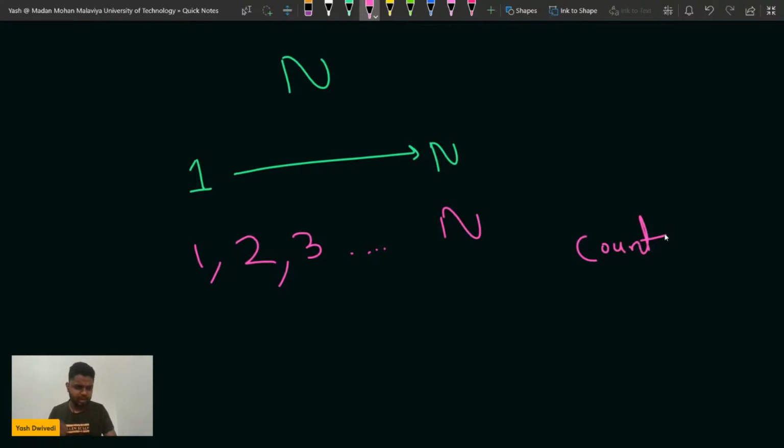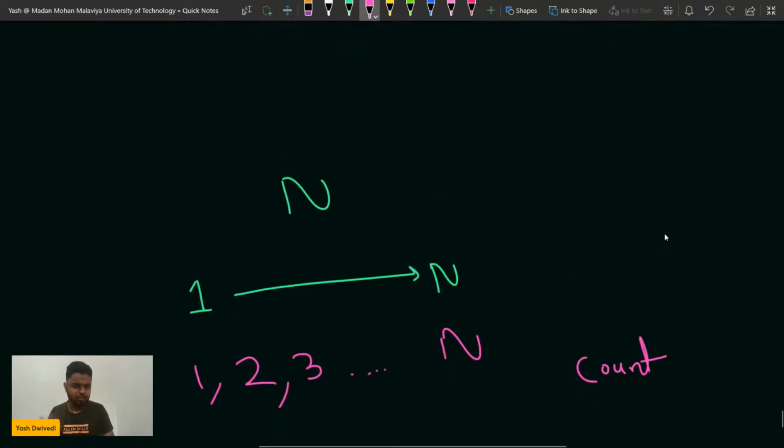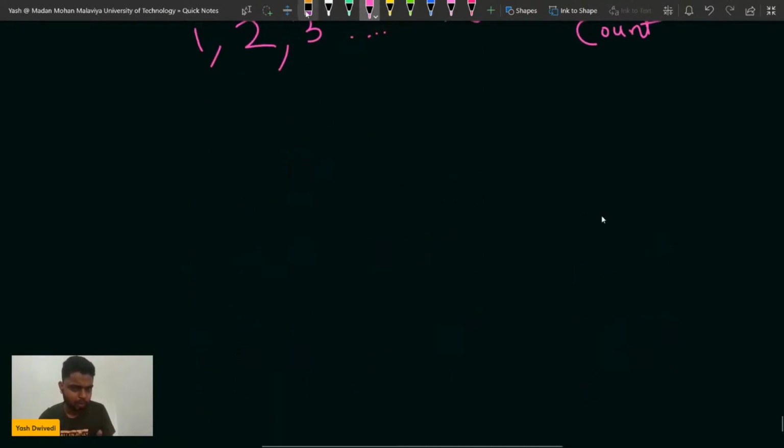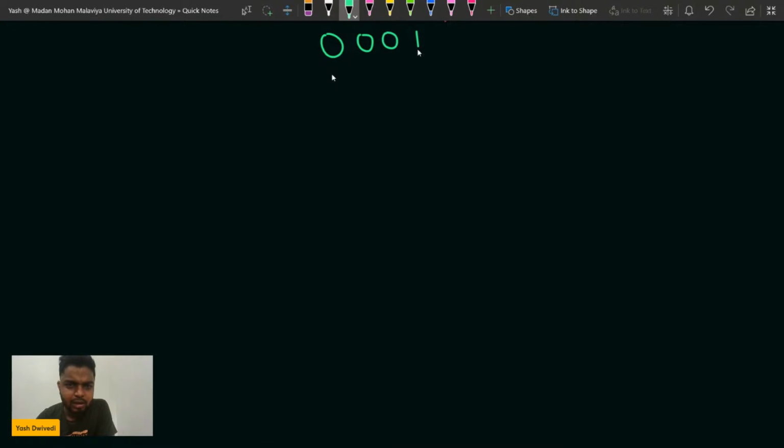Instead of that, we need to observe a pattern in the problem. Let me write a few numbers here: 0 0 0 1, then 0 0 1 0. So how many total set bits are there? Can I see any pattern?